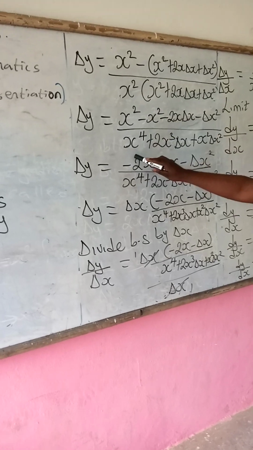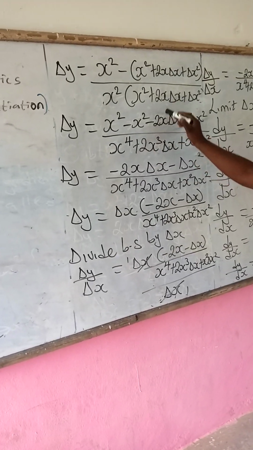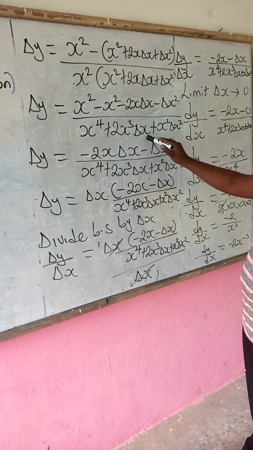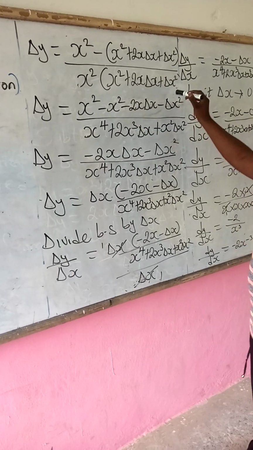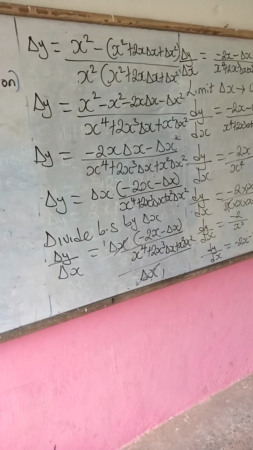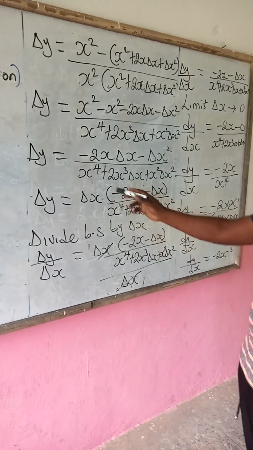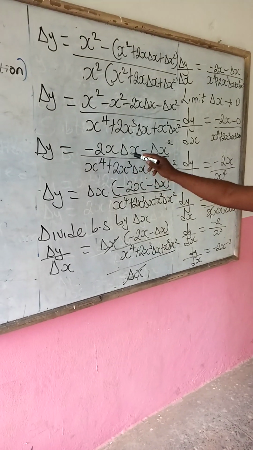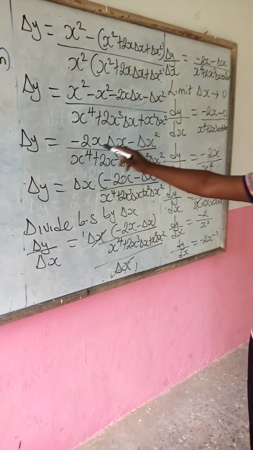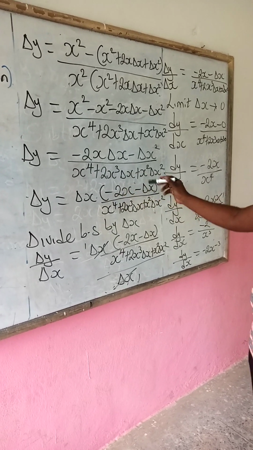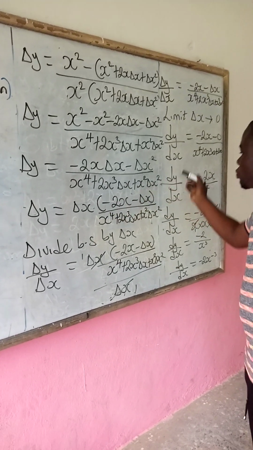x squared times x squared will give x raised to the power 4. Then plus 2x raised to the power 3 changing x, because x squared times 2x changing x will give you 2x raised to the power 3 changing x. x squared times the changing x squared will give you x squared changing x squared. So as you can see, x squared minus x squared will give you 0. So that's how we are left with minus 2x changing x minus the changing x squared. Okay? Divided by this, which is x raised to the power 4 plus 2x raised to the power 3 changing x plus x squared changing x squared.